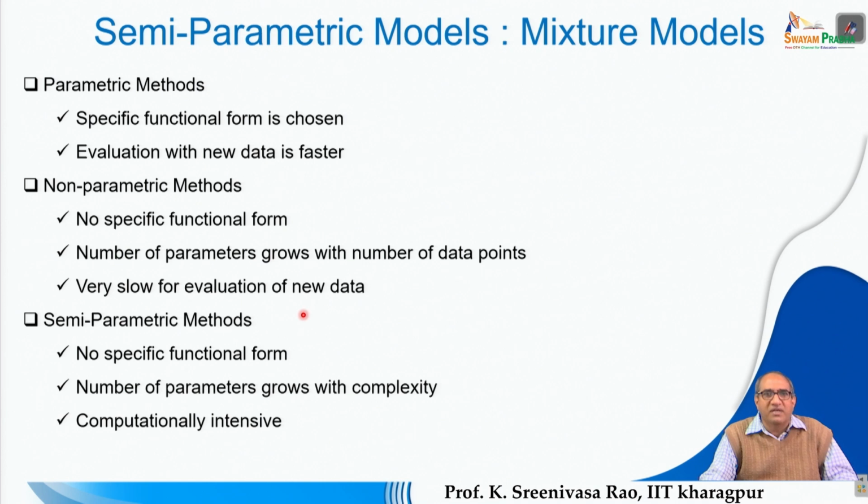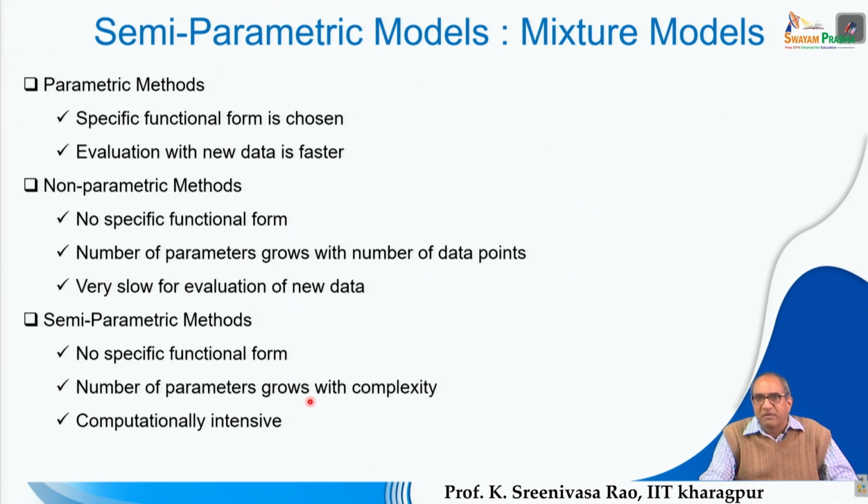What I mean to say is that in a semi-parametric approach, we do not use any specific functional form, but the number of parameters grows with respect to complexity. It does not grow with respect to the data. If the underlying data is really complex, then the number of parameters will be more. Even if the data points are millions or billions, but they are very concentrated and there is no complex structure involved, we can model that with a few parameters and a less complex functional form. So how do we do that? For that we use mixture models.